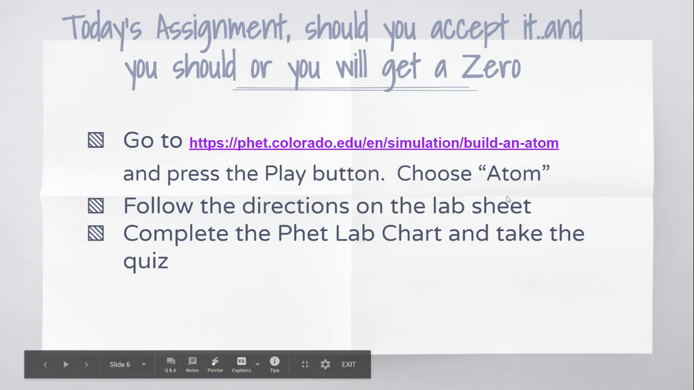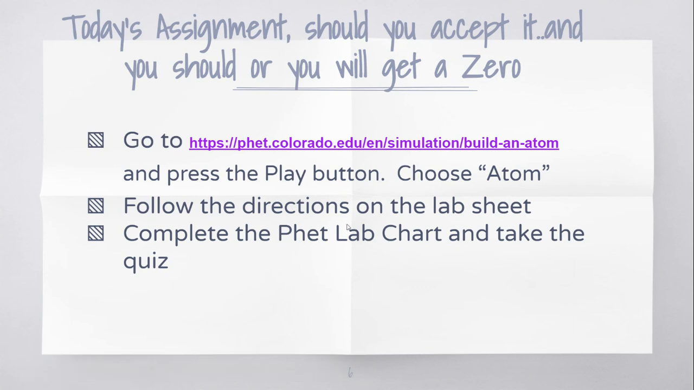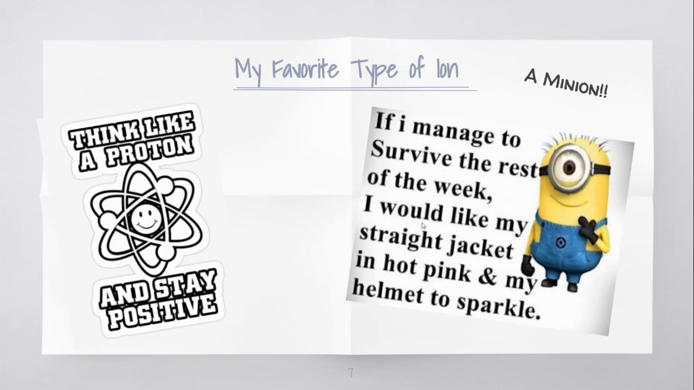So you can take your quiz with your lab partner, you can fill out the chart with your partner, but all of your work has to be your own individual work. And finally, my favorite type of ion is a minion.